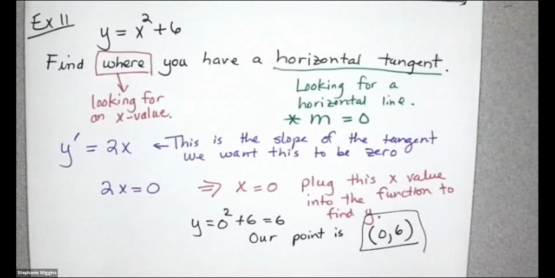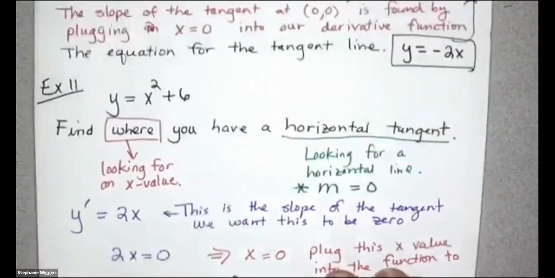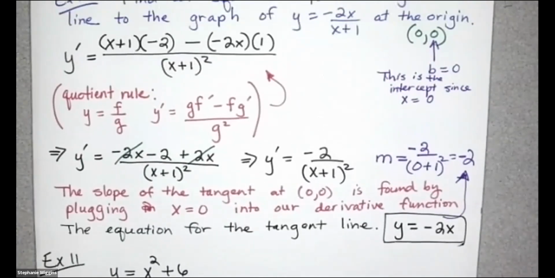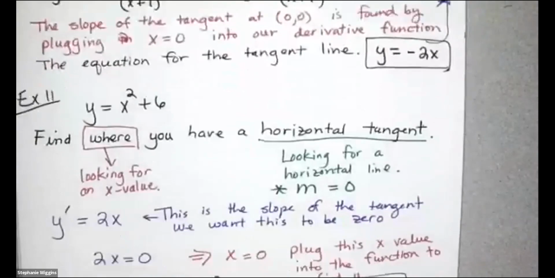What rule was that last problem? This one was the power rule, and this one up here was the quotient rule. Okay.